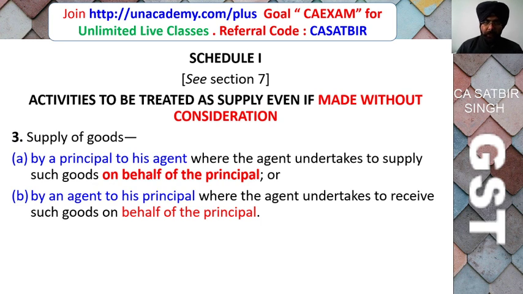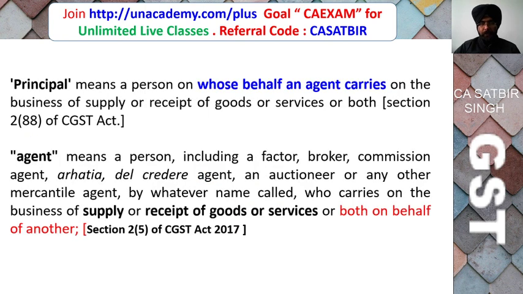So there are Schedule 1 supplies, activities to be treated as supply even if made without consideration, under Section 7 of the GST Act, as per which a supply of goods by a principal to his agent, where the agent undertakes to supply such goods on behalf of the principal. So if the principal supplies the goods to the person who is his agent, then it will be liable for GST even if no separate consideration is charged for that. Or if the agent supplies to the principal, where the agent undertakes to receive the goods on behalf of the principal, it will be a supply and GST has to be paid on this. So what is the meaning of principal and agent here?